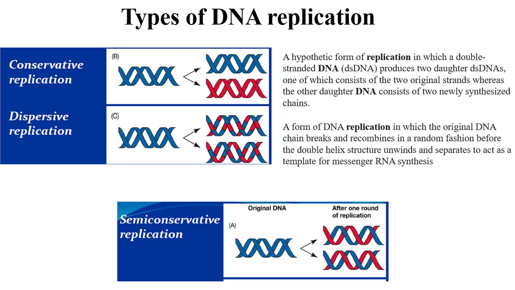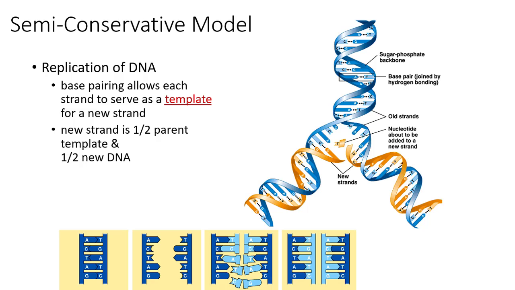And the final type is semi-conservative replication. In semi-conservative replication, the parental strands separate and act as templates. They produce complementary daughter strands. One half of that DNA contains a parental strand, and the other half contains a daughter strand. It is called the semi-conservative mode of replication.